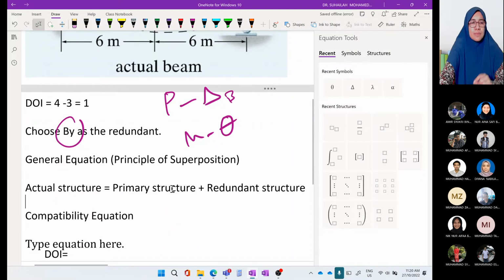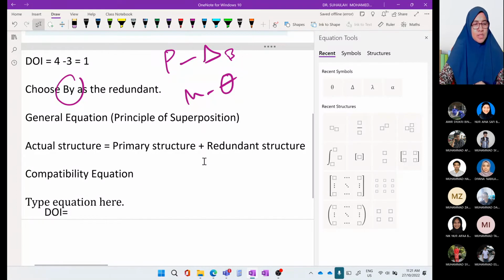Okay, so to solve for the redundant, we have to apply what we call the principle of superposition. And in the principle of superposition, we have what we call the general equation. So what is the general equation? It is actual structure equal to primary structure plus redundant structure. Actual structure is indeterminate structure. Primary and redundant structure are both determinate structure. Okay, so from this, we will write the compatibility equation, which is based on the displacement occurring in these three structures, three beams, three systems.